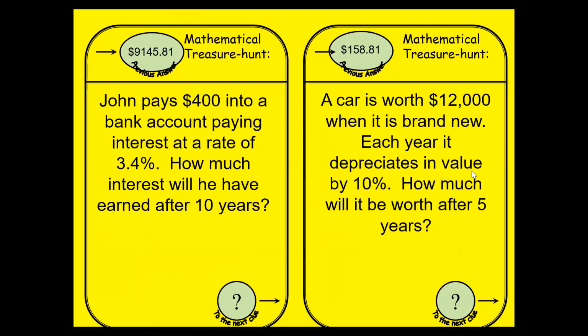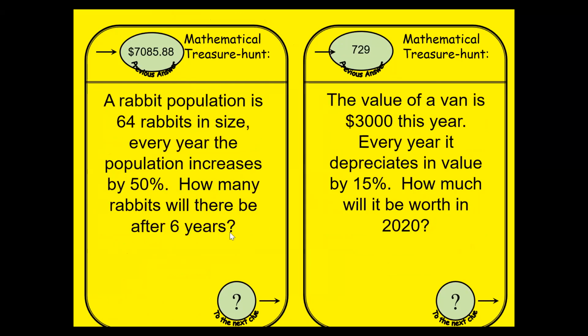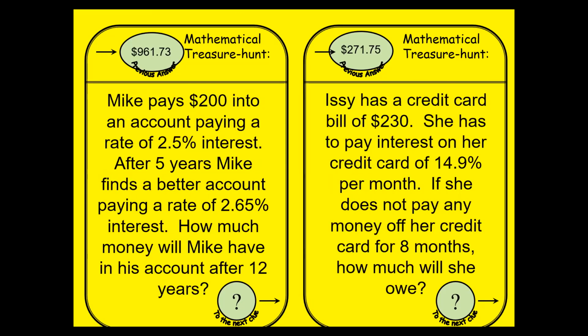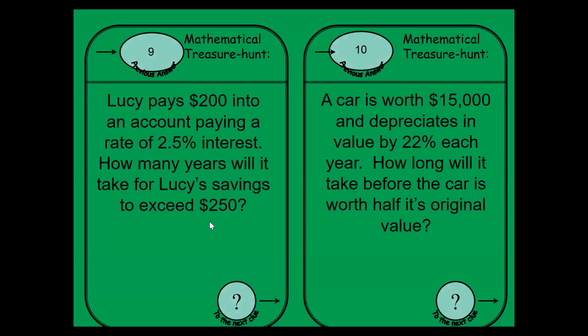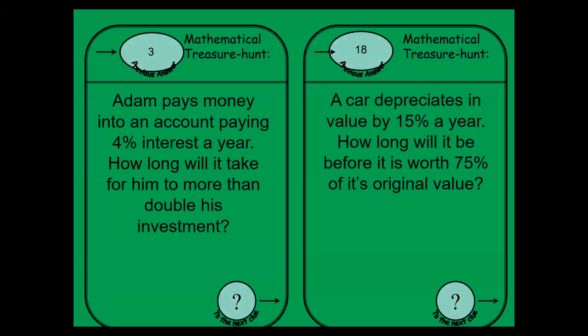Here are the next 2 questions. John pays $400 in a bank account, so that means the P is equal to 400, at a rate of 0.034. How much interest will we have after 10 years? So T equals 10. This one is just I equals PRT, and you just plug that in. Here's the third set. Fourth set, pause the video and answer them. Fifth set. And sixth set.